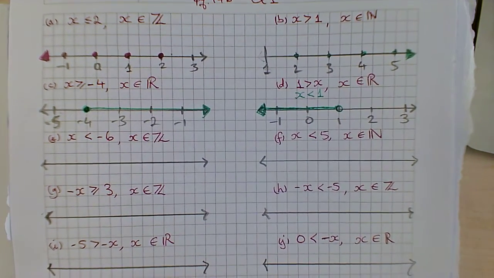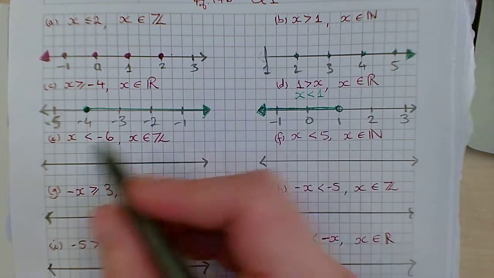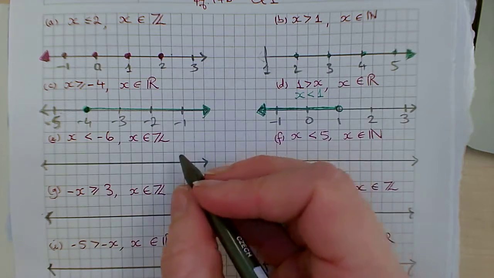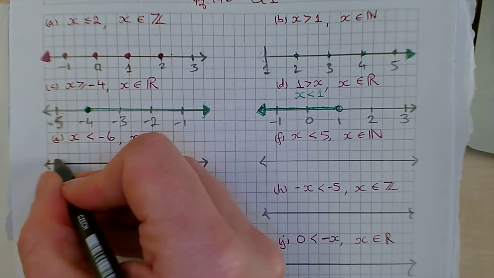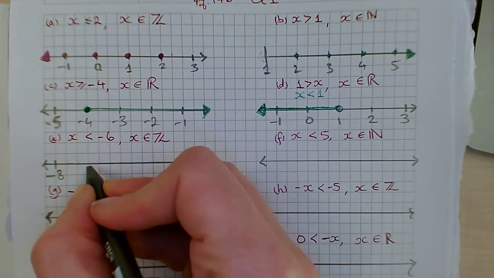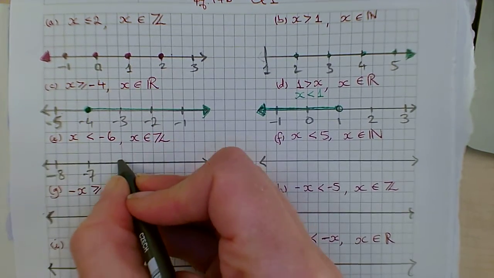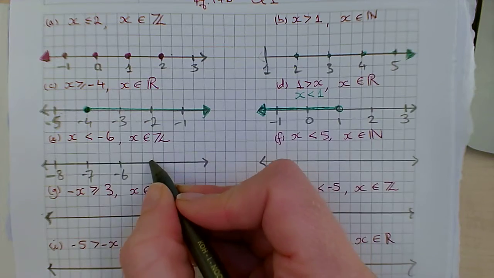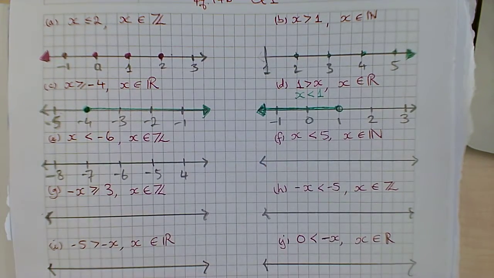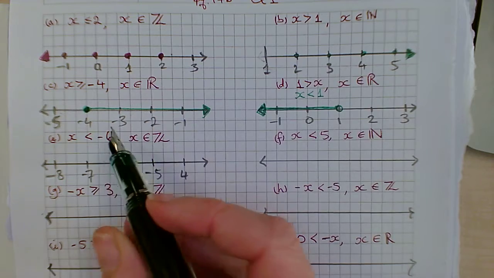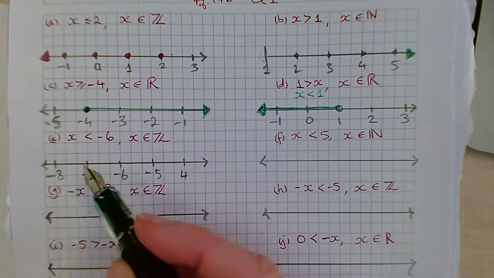The next one, we're looking at x less than or equal to -6 and its integers. So -6, and I want to have maybe -8, -7, -6. You can just go one below, two below, doesn't matter, -5, -4. They're integers, so they're whole numbers. x can't ever actually be equal to -6, and I'm looking at the numbers smaller, so I'm going this way.